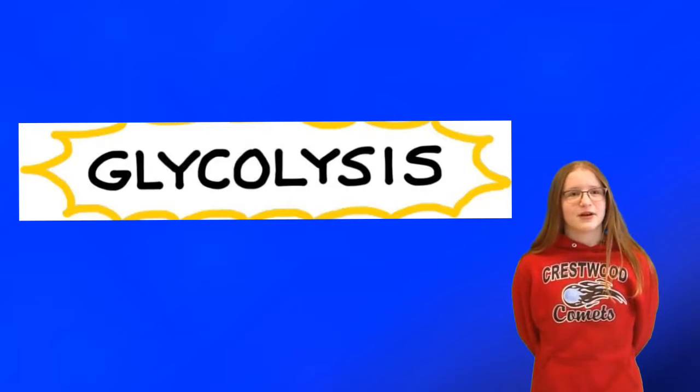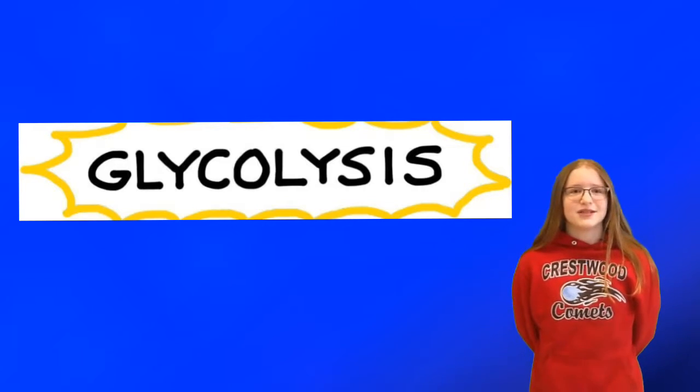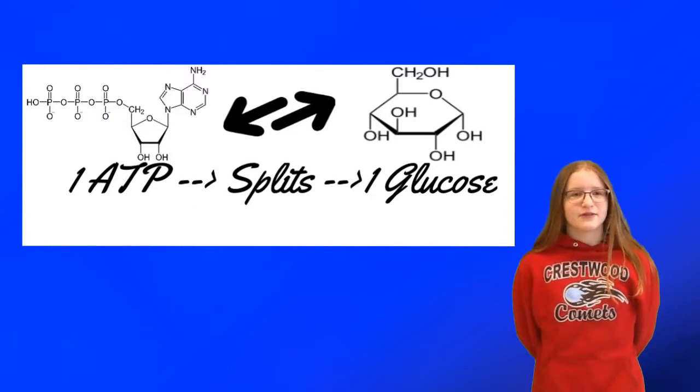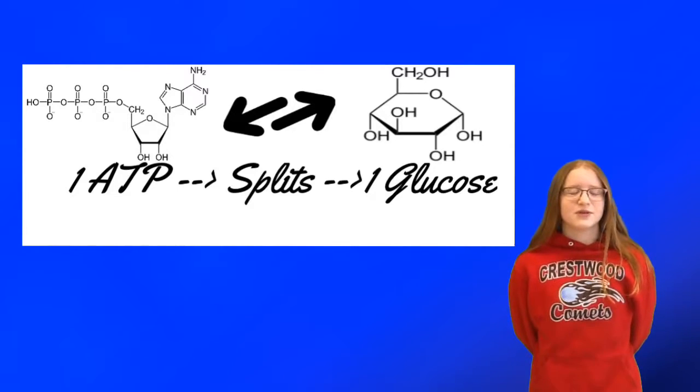The first step is glycolysis. This step happens in the cytoplasm. What happens is 1 ATP energy is used to split glucose, which is sugar. The products of glycolysis are 2 ATP, 2 NADH, and 2 pyruvates, which could be called pyruvic acid. These products travel to the mitochondria, where the second step, the Krebs cycle, occurs.